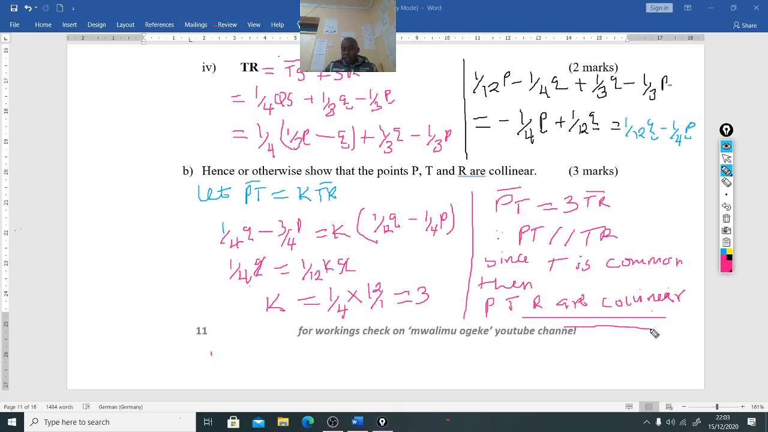So you show they are collinear if they are parallel and if there is a common point. Like I've shown they are parallel by looking for a common multiple. If you find a common multiple, then that means they are parallel. And if there is a common multiple and there is a common point T in this case, then that means P, T, R are collinear. So that is how we show collinearity.